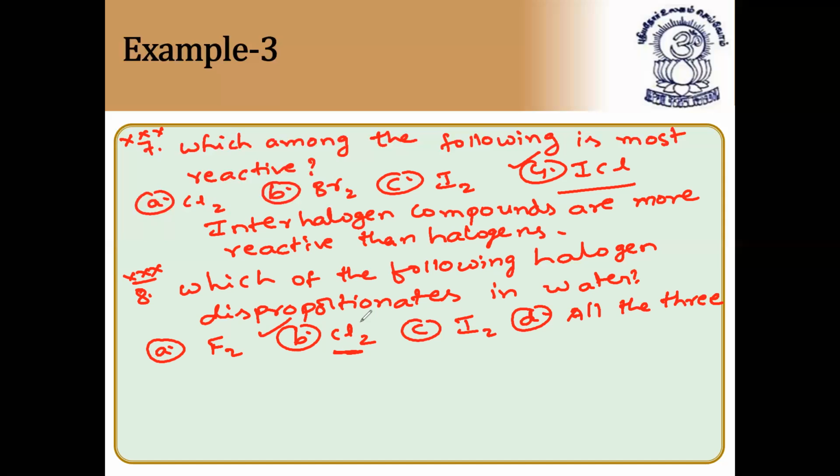You can see disproportionation reaction examples in stoichiometry, which is in 11th class. I hope it is clear. So chlorine is the halogen which can disproportionate in water.